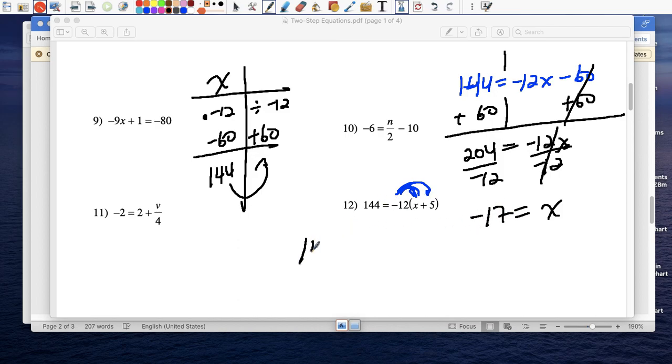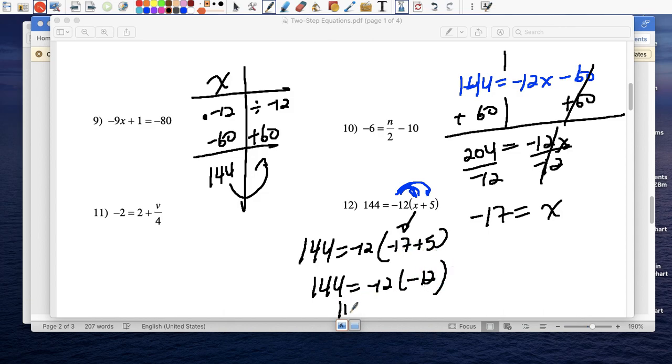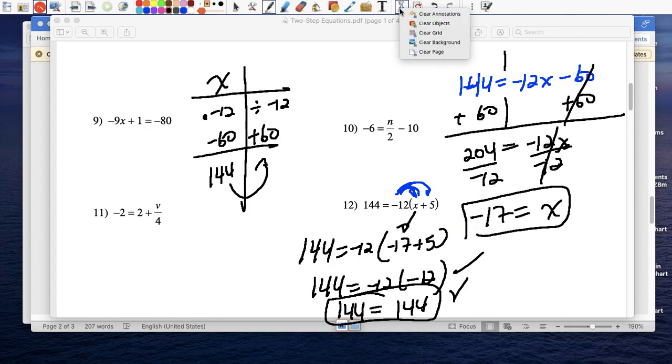X substituted, 144 equals negative 12, and inside the parentheses I'm going to put negative 17 plus 5, right? I'm replacing x with the value we just found. 144 equals negative 12 times, negative 17 plus 5 is negative 12. 144 equals, what's 12 times 12? It's 144, negative times a negative is a positive. So we use these problems today to just practice the steps, right? I'm just not too keen on the answer always being a nice integer, right?